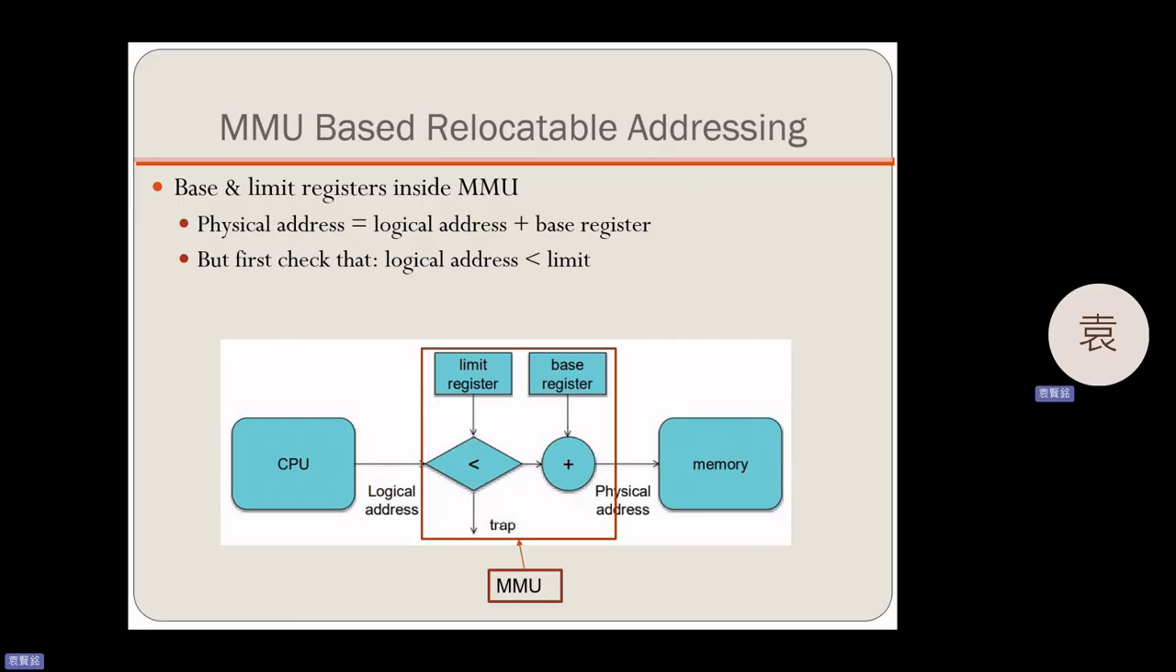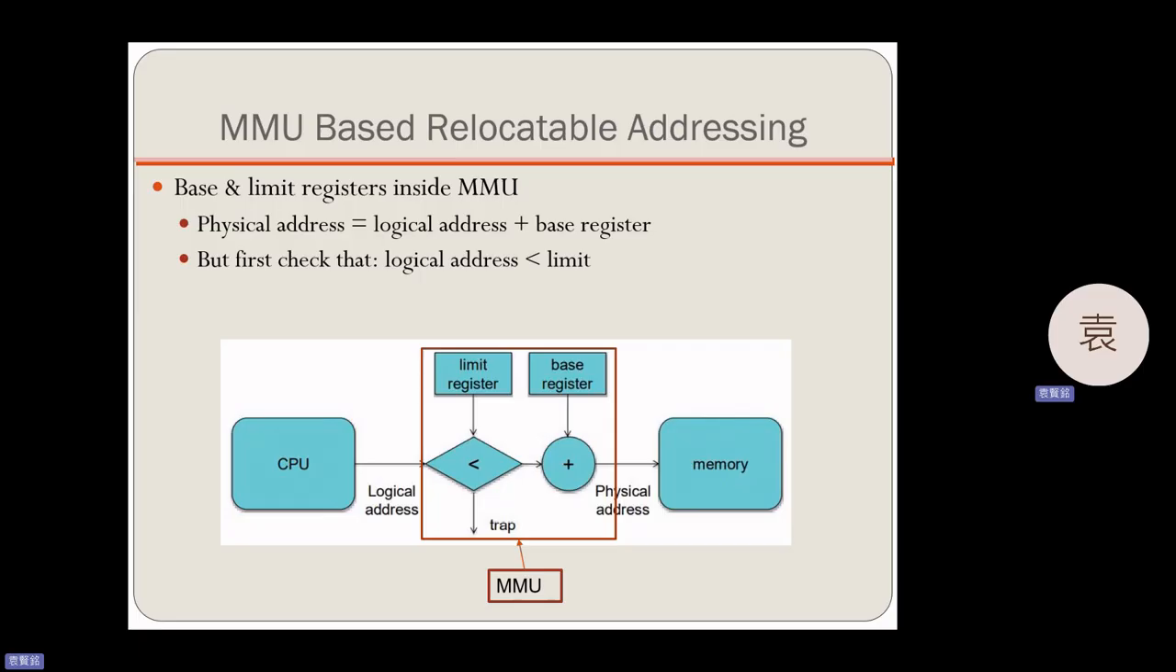Let's see a simple example of MMU-based relocatable addressing. The CPU generates a logical address, so the compiler can use the absolute code mechanism. The MMU first checks whether the value of this logical address is less than or equal to the limit register. If so, all right. Otherwise, it generates a trap because it is an out-of-bound reference, outside the range of proper addressing.